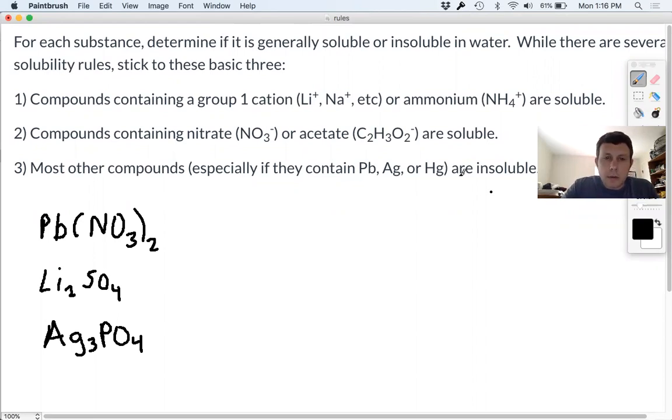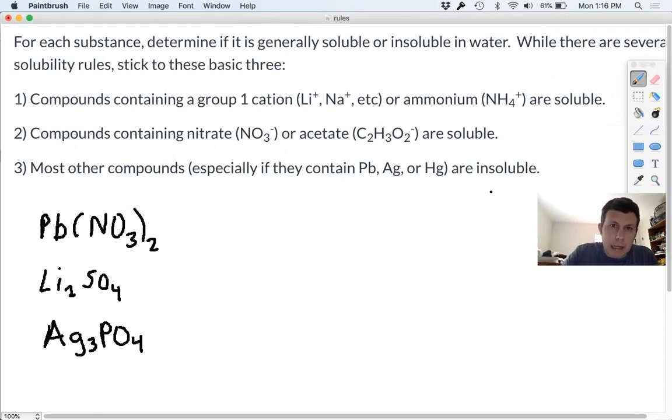All right, so here we are looking at some solubility rules, and there are many out there. If you look in the textbook, there's 7 or 8 rules, but 95% of the time, these 3 rules will get you through it. So let's just stick to these for now.